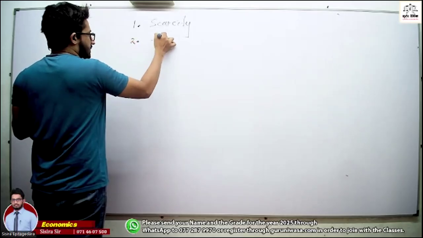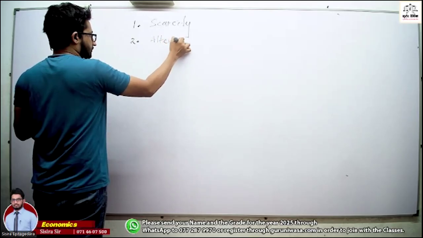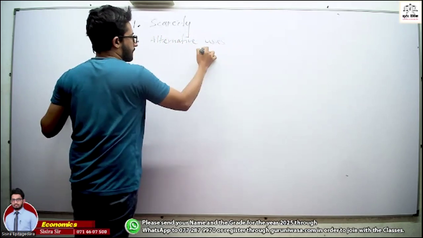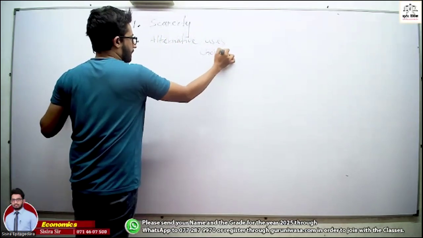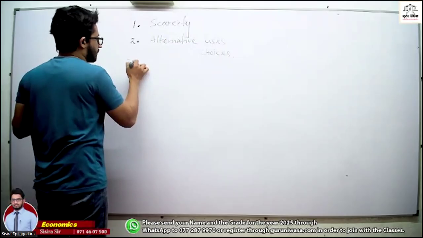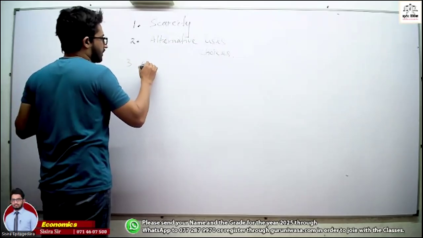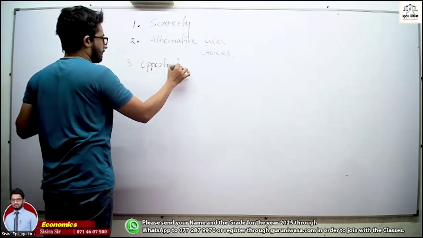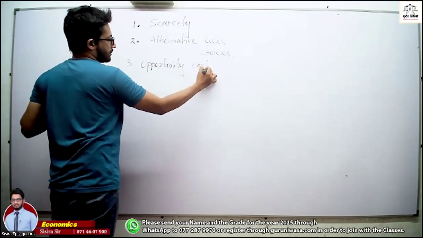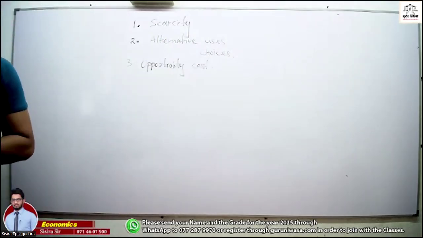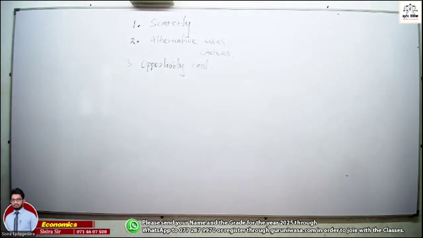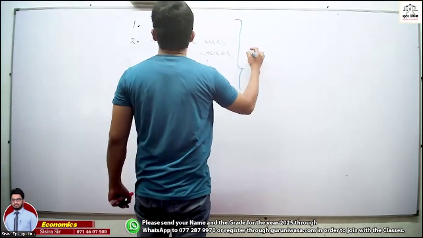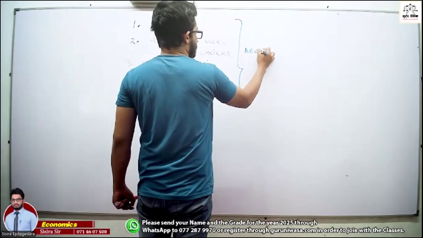Second one is alternative uses and choices. Other one, opportunity cost. These are microeconomic concepts which can be shown on a PPC diagram.